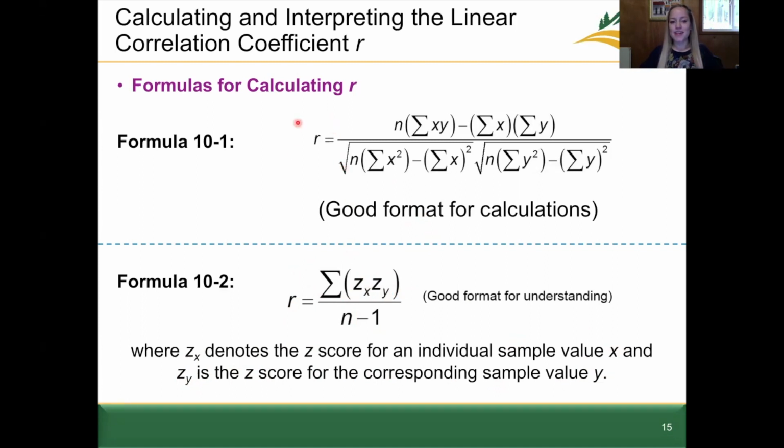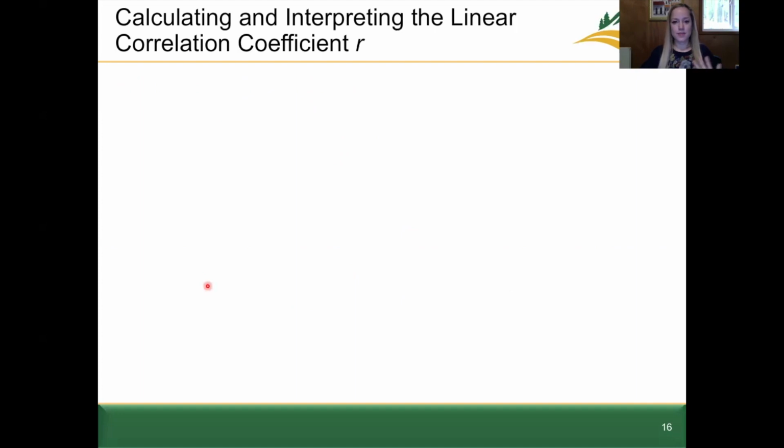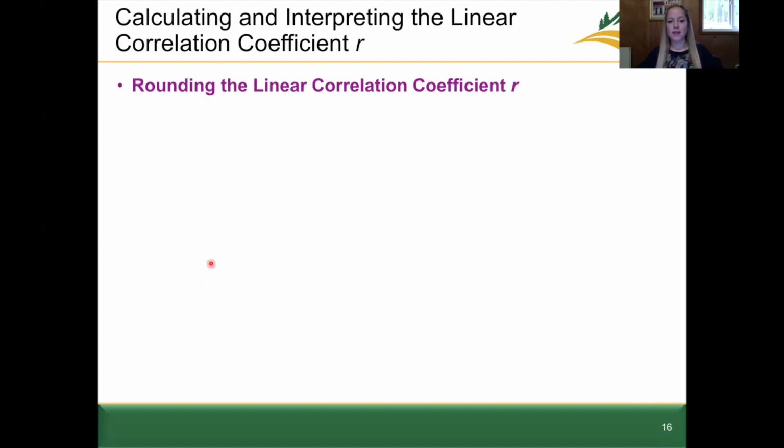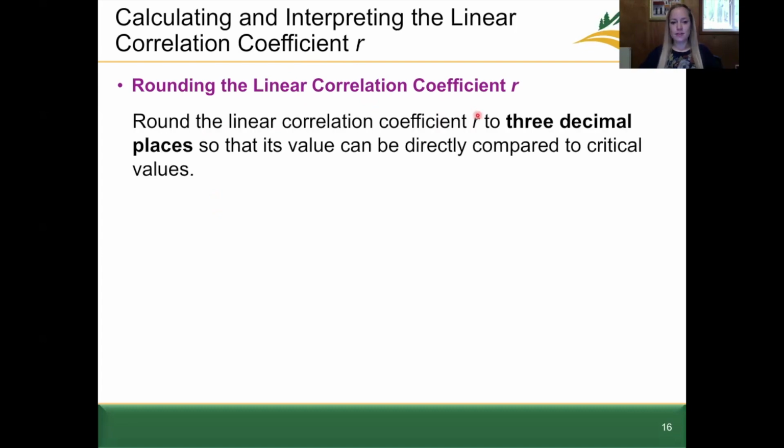We'll practice calculating R with formula 10-1. We'll also practice calculating R with this formula 10-2. Before we do those examples, let's also talk about how we round the linear correlation coefficient R. For these R values, get used to rounding to 3 decimal places.